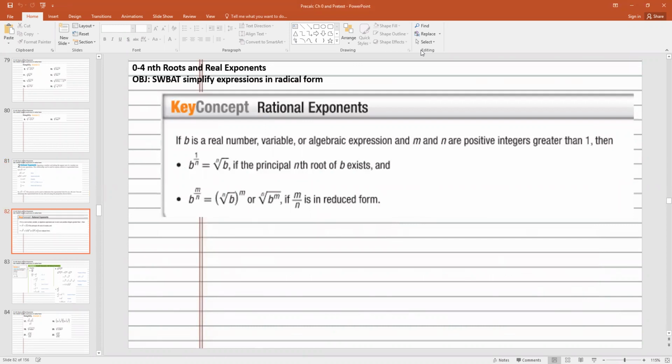If b is a real number, variable, or algebraic expression, and m and n are positive integers, with n greater than 1, then b to the 1 over n power is equal to the nth root of b, if the principal nth root of b exists, and b to the m over n is equal to the nth root of b to the m power, or the nth root of b, to the m.